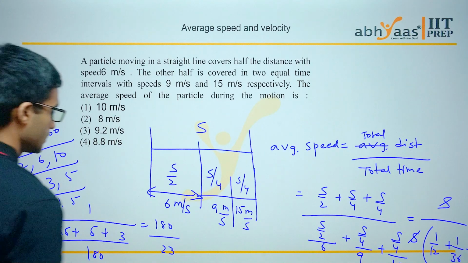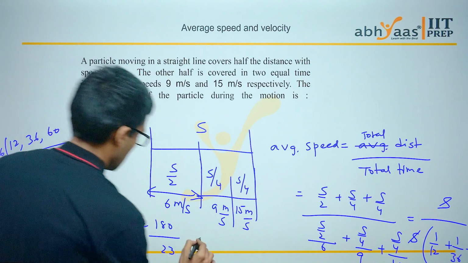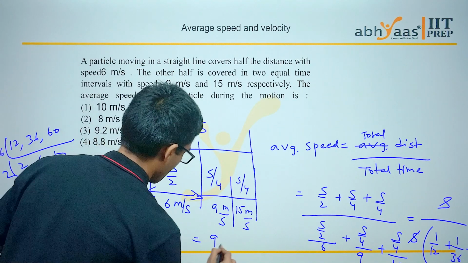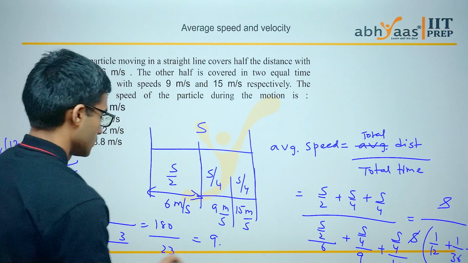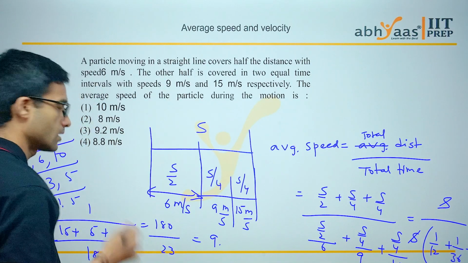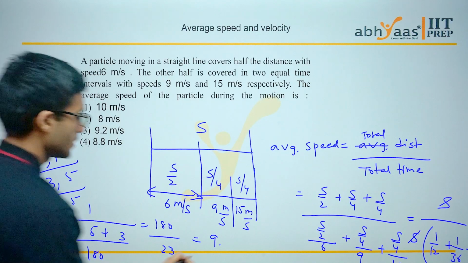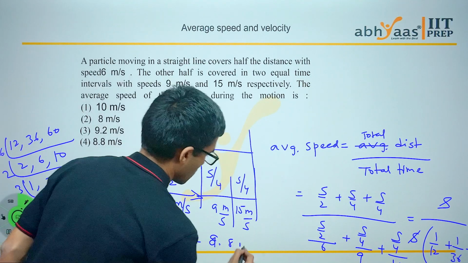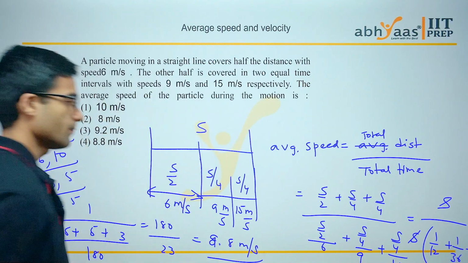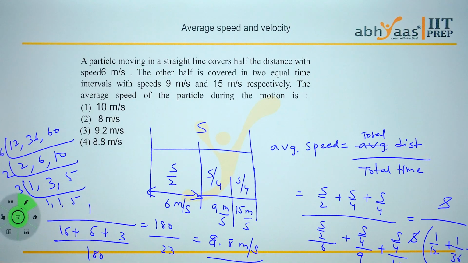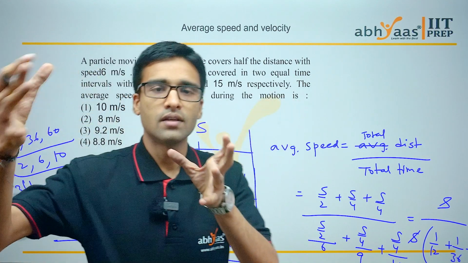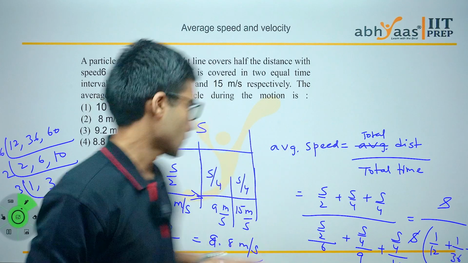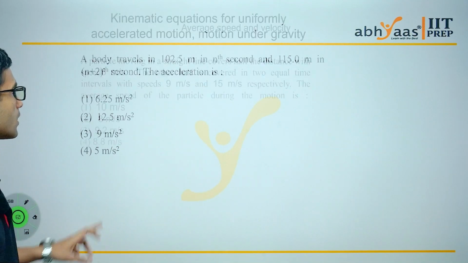23 means it will be around 9 something. 8.8 or something we will get. So 23 means 46. If you subtract that, it is around 8.8 meter per second. Now you understood. So average speed means you are taking total distance by total time. Now going to the next one.